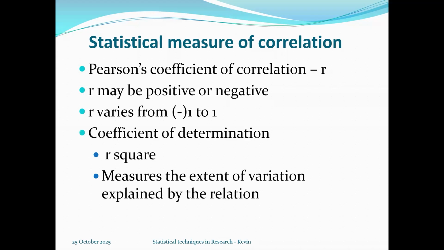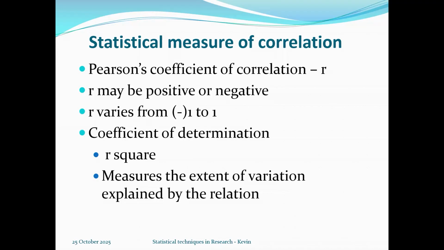Now, the square of the correlation is called the coefficient of determination. That is a very important measure. R square, the square of correlation, is called the coefficient of determination. It measures the extent of variation explained by the relationship. How much of that variation is happening together? How much of the covariation in, for example, sales and advertisement?